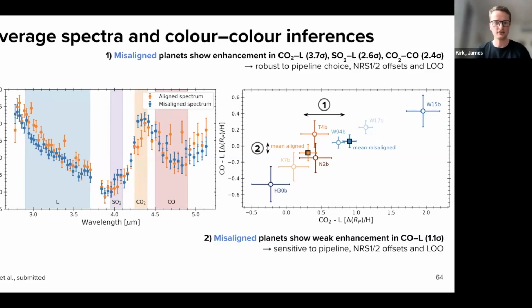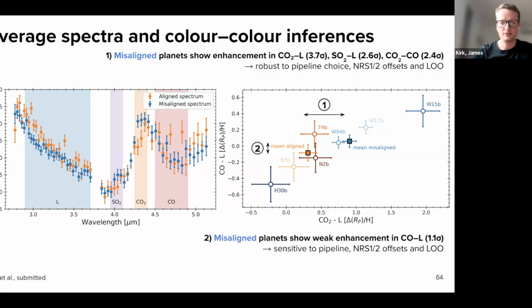They also show enhanced SO2 minus L band absorption at 2.6 sigma level and enhanced CO2 minus CO absorption at the 2.4 sigma level. And furthermore, we've investigated, and each of these color differences is actually robust to pipeline choices, offsets between NRS1 and NRS2, and leave one out analysis in the construction of the average spectra. If we look at the y-axis on this color space, though, the misaligned planets show only a weak enhancement in CO minus L color at the 1.1 sigma level. And in fact, this is sensitive to pipeline choices, offsets, and a leave one out analysis.